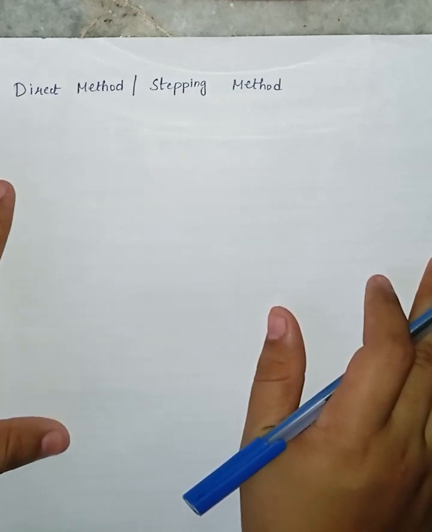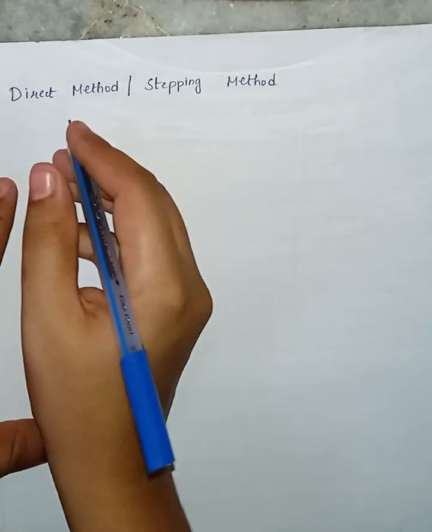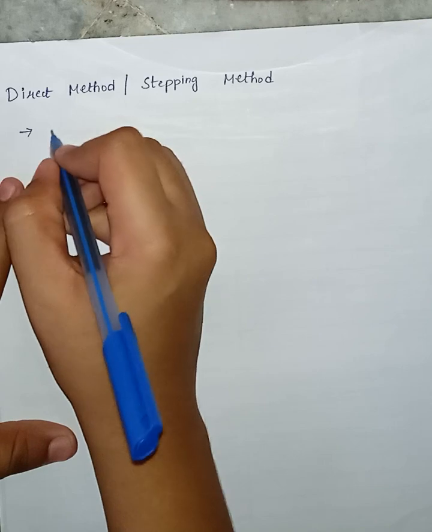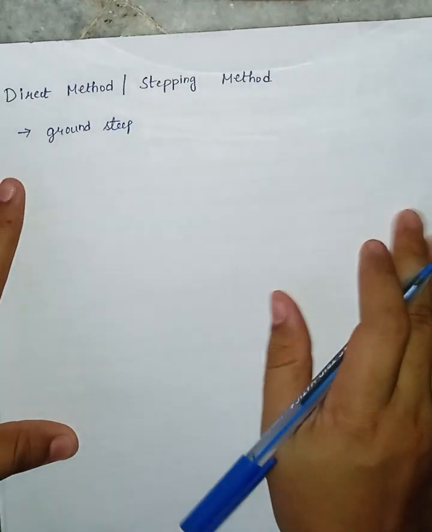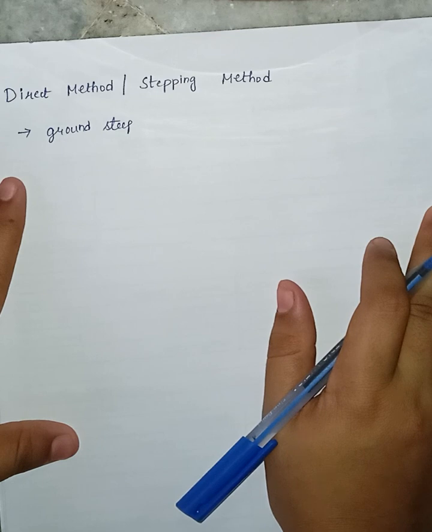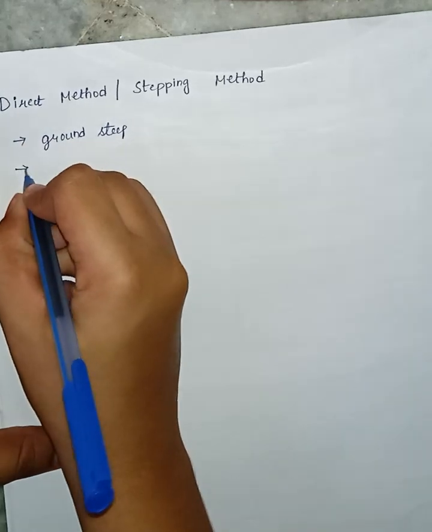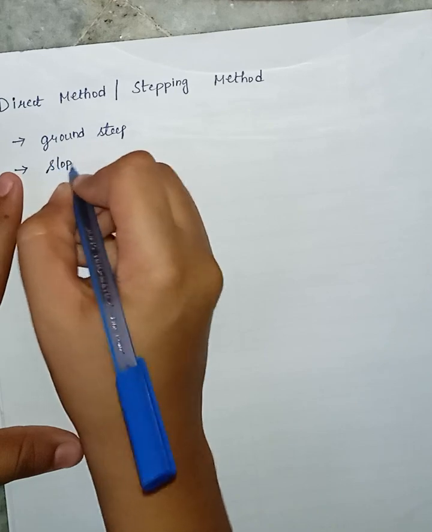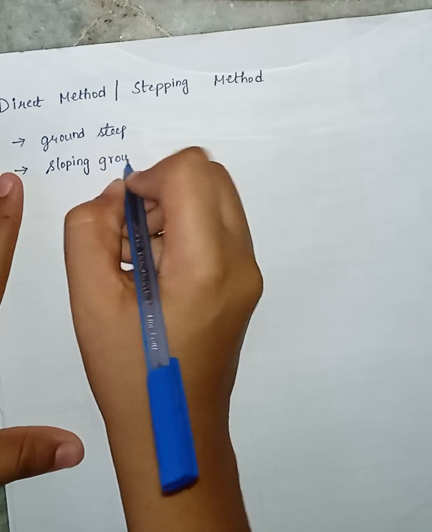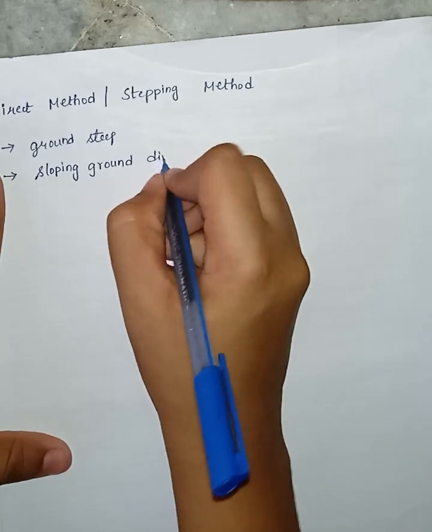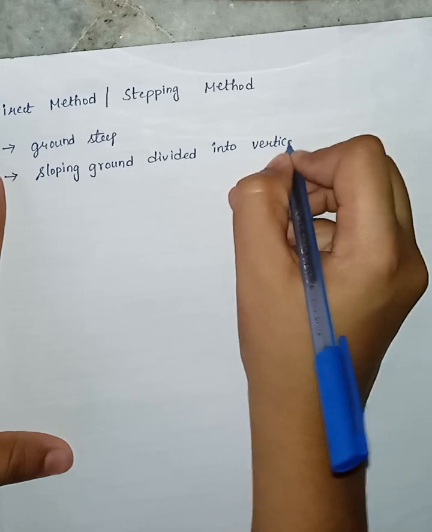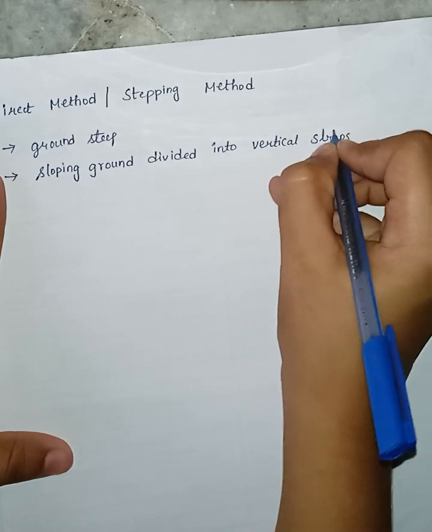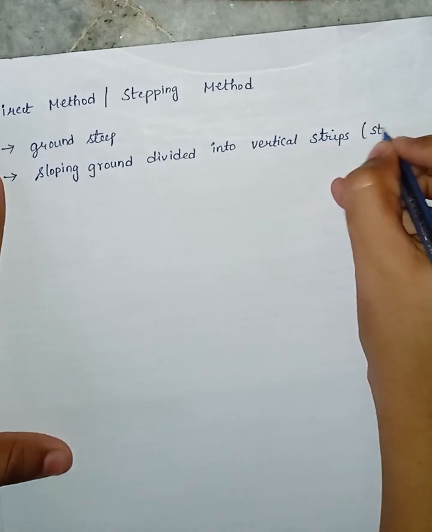This method is applied when the slope of the ground is very steep. Whenever the ground is very steep, then we use this method. In this method, the sloping ground is divided into a number of horizontal and vertical strips, like steps. It looks just like steps.